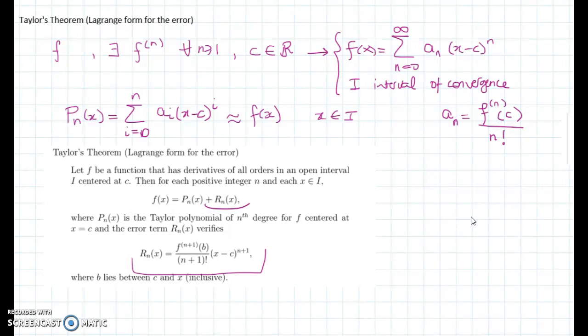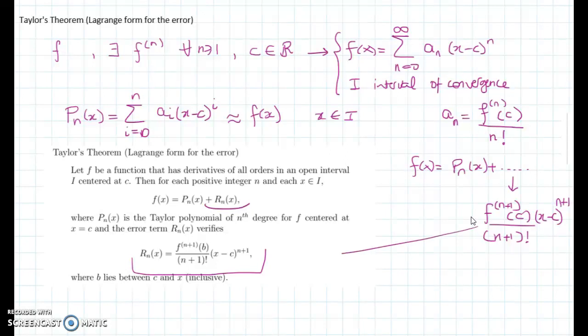So that means if we were going to write the function as the nth polynomial plus, and we want to write what comes in the next term, the next term will be the one that has a_(n+1). So we'll have the (n plus 1)th derivative of the function, evaluated at c, divided by (n plus 1), all of it factorial, and then we'll have (x minus c) to the power of n plus 1. So that's what we expect to see on the next step.